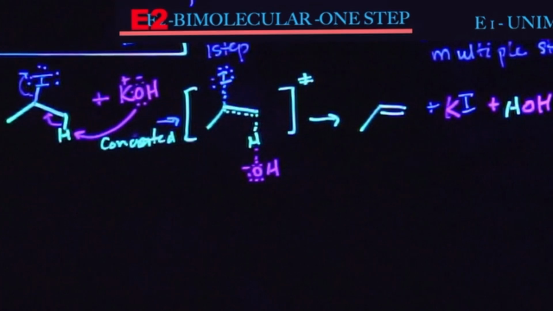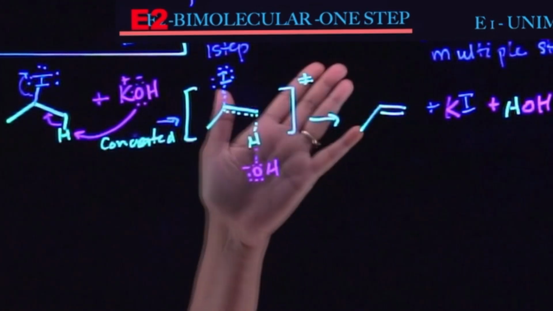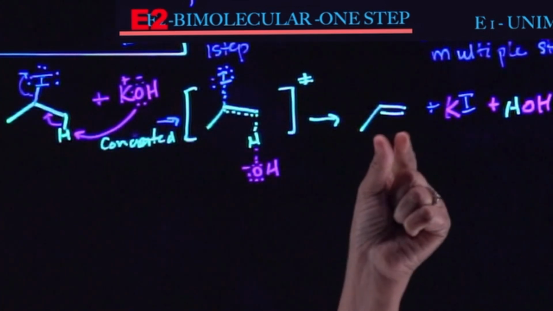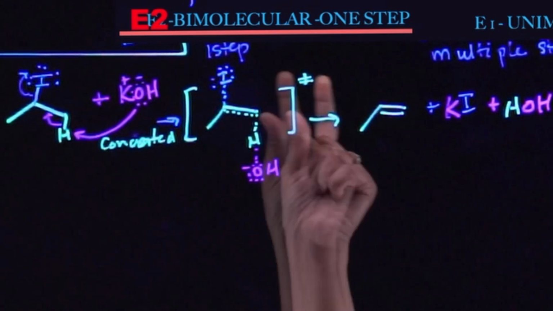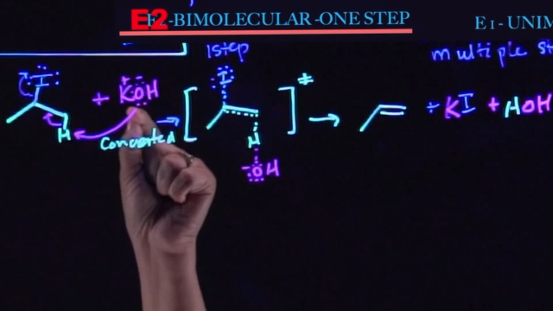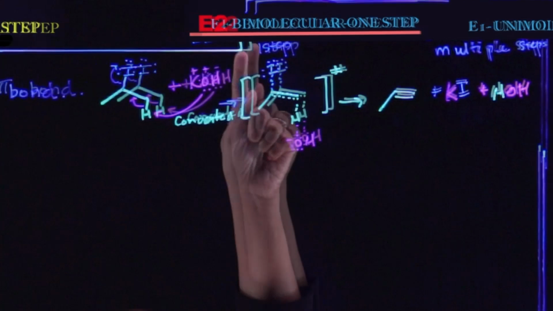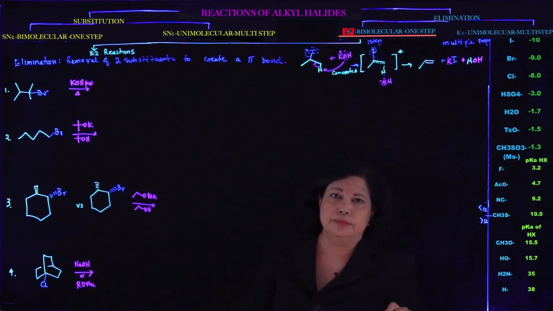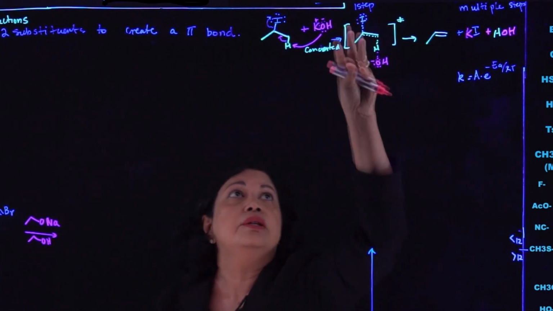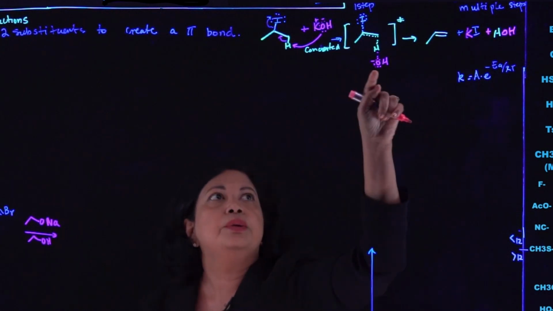So that's one of the things that you have to remember, is that elimination is a process by which you take off two substituents to make a pi bond. Both the substituents coming off at the same step with an external agent, which is a strong base, would lead to a bimolecular elimination, E2. So there are two components to this transition state. One is the Rx, and two is the base.